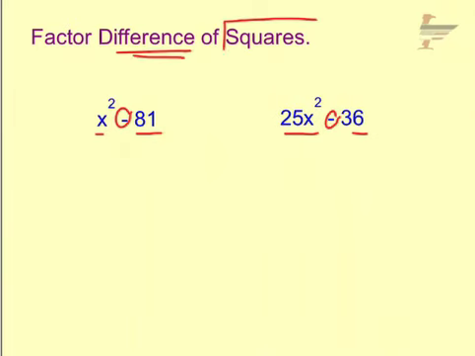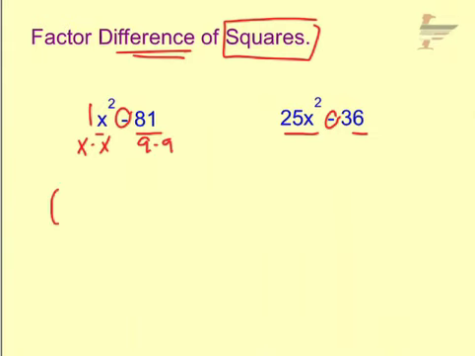Now, what is it that's going to make it squares? What we want to ask ourselves is, do we have perfect square numbers that we're working with? In front of the x squared is x times x, but it's also a 1, and 1 is a perfect square number. The 81 is a perfect square because it's 9 times 9.